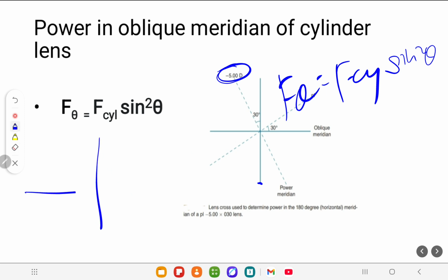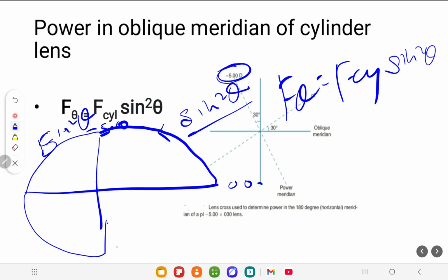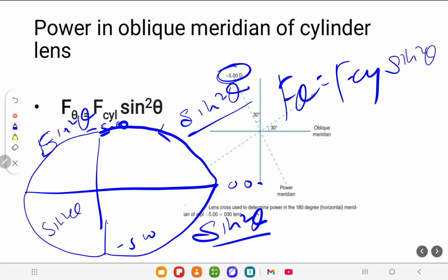Let's take an example: here is 5 diopter, here is 0 diopter. When you move from here to here, power increases as a function of sine square theta. Whenever you move from here to here, power decreases in sine square theta function. From here to here, power increases in sine square theta. And whenever you move from here to here, power increases again as a function of sine square theta. It's really important to understand this concept.